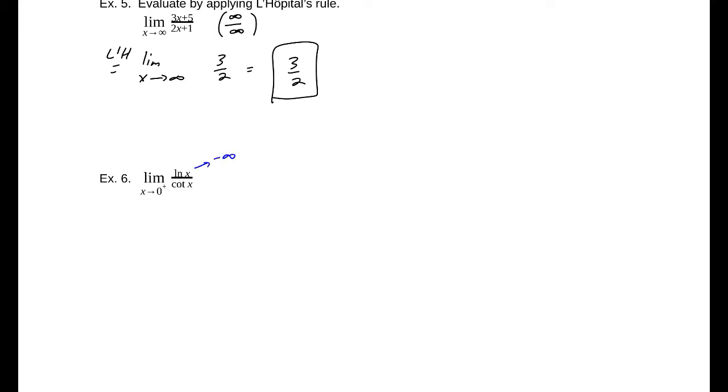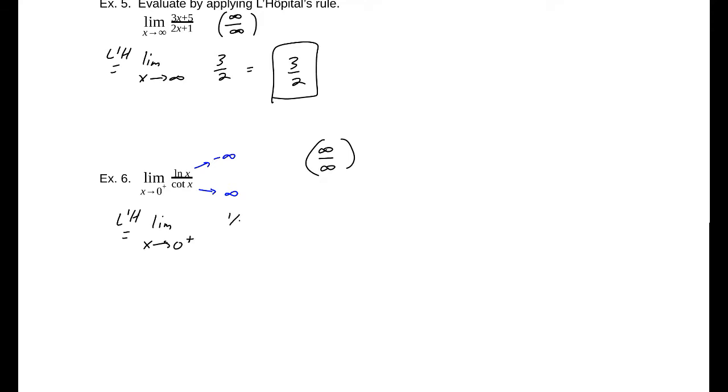The denominator is going to positive infinity. It doesn't matter that they're different directions, it is an infinity over infinity case. So let's go ahead and apply L'Hopital's rule. X approaches 0 from the right.